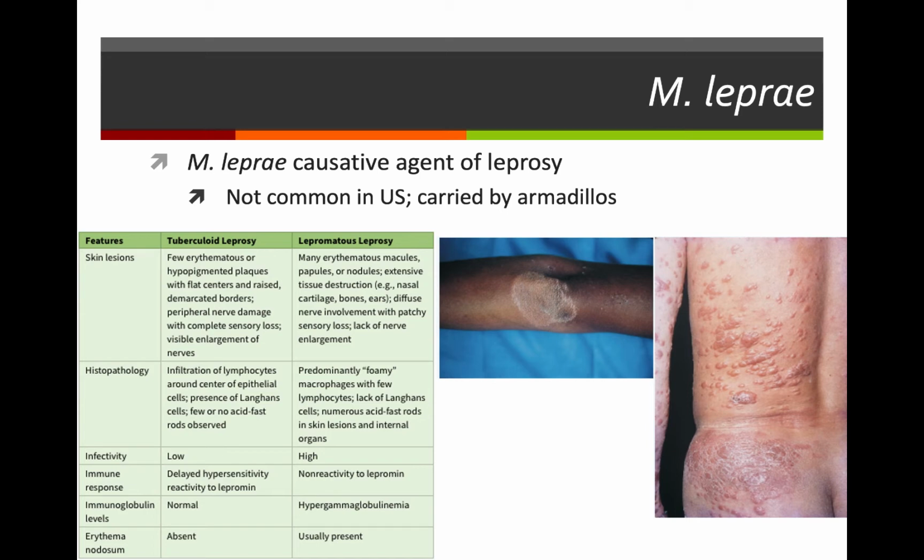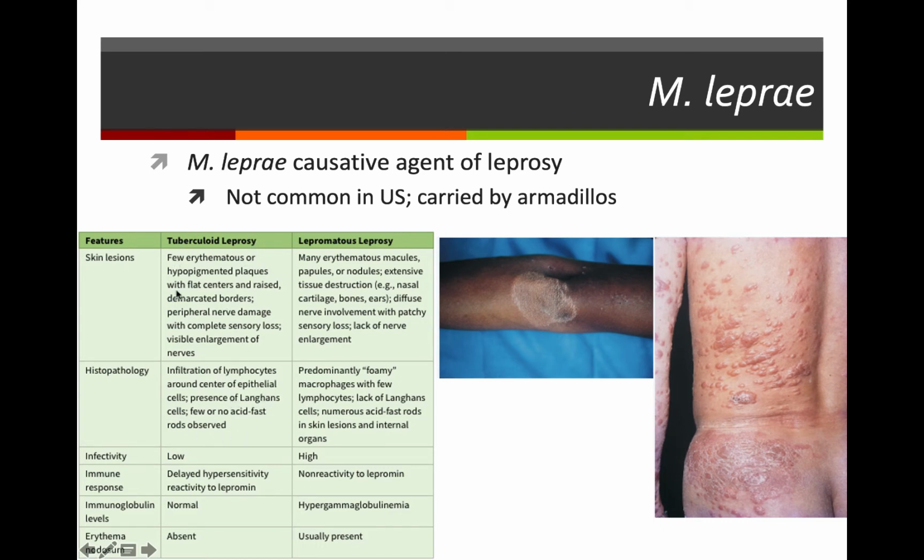Under histopathology, you'll see what are called foamy macrophages. So any type of foamy cell is just a cell that has big pockets of cholesterol, so it looks kind of like soap bubbles under a microscope. And you'll find lots and lots and lots of bacteria. So see here you have lots of acid-fast rods. Here you have few to no acid-fast rods.